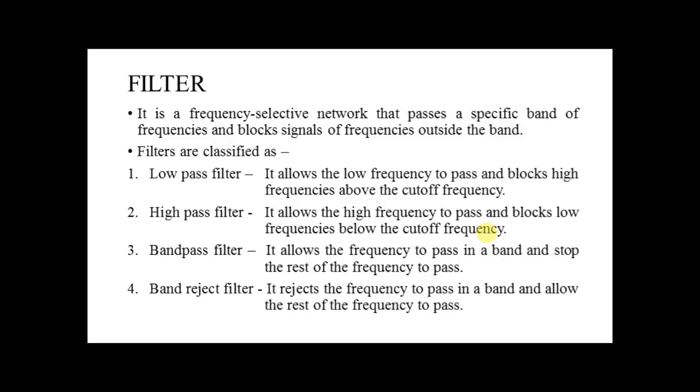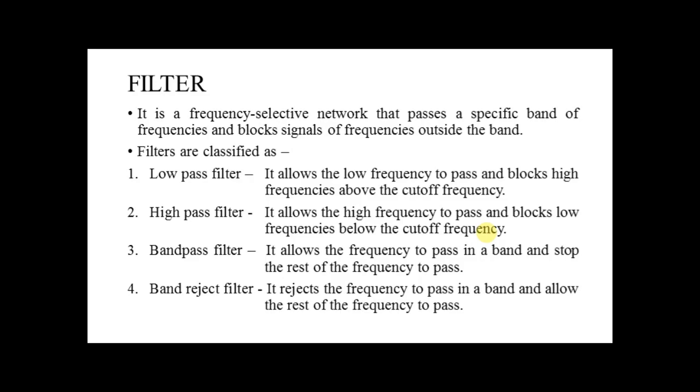First is a filter. What is a filter? It is a frequency selective network that passes a specific band of frequencies and blocks signals of the frequency outside that specific band. The filters are mostly classified as low pass filter. It allows the low frequency to pass and blocks high frequency above the cutoff frequency.